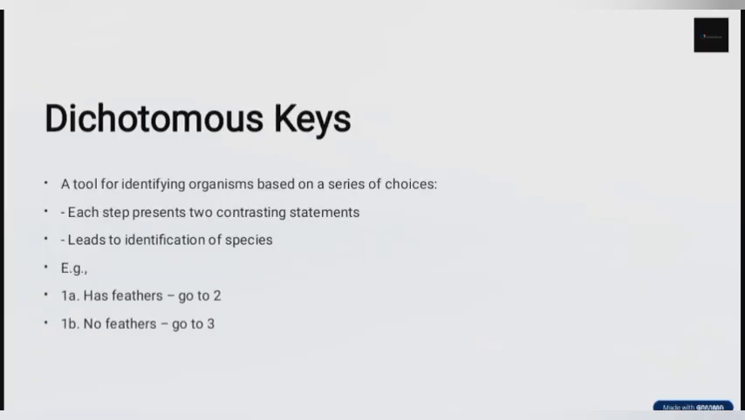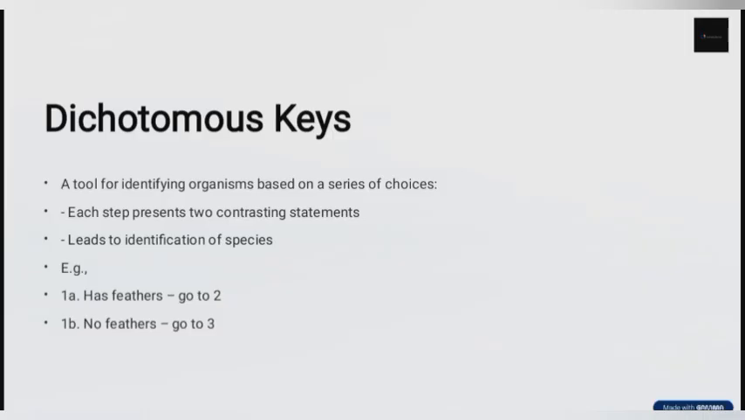Like dichotomous keys. How will I pronounce it now? Dichotomous keys. Now what does it mean? It is a tool for identifying organisms based on a series of choices. Di means what? Two. So anytime you hear di, what should come to your mind? Two.